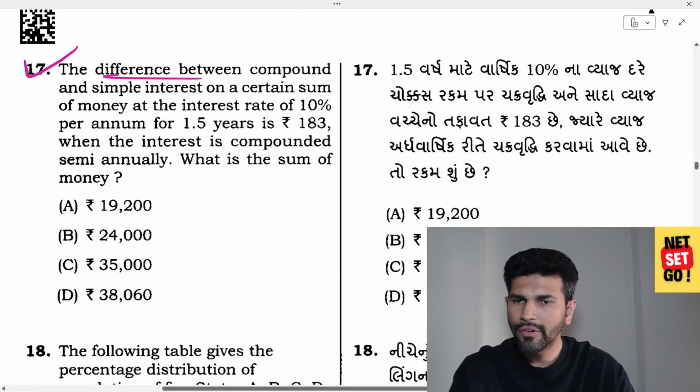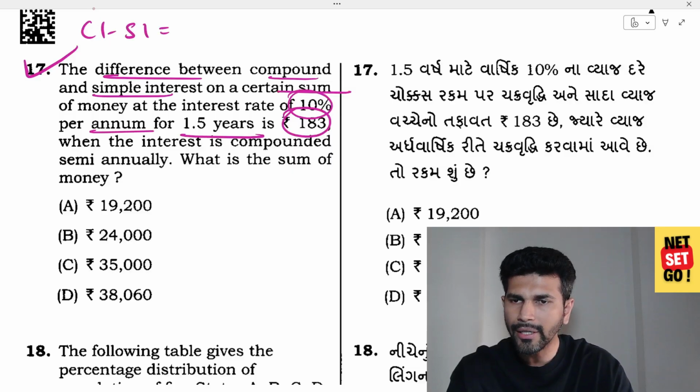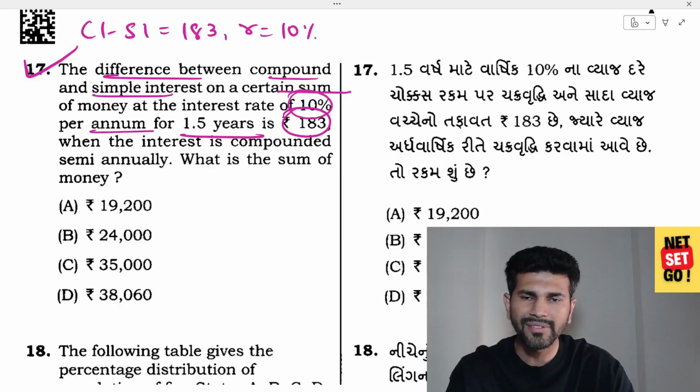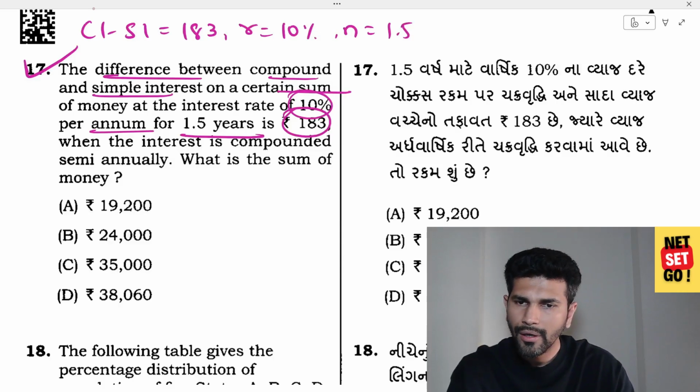Next, the difference between compound interest and simple interest on a certain sum of money at the interest rate of 10% per annum for 1.5 years is 183 rupees. Means the difference between compound interest and simple interest is 183 rupees. Rate of interest is 10% and N is 1.5 years.